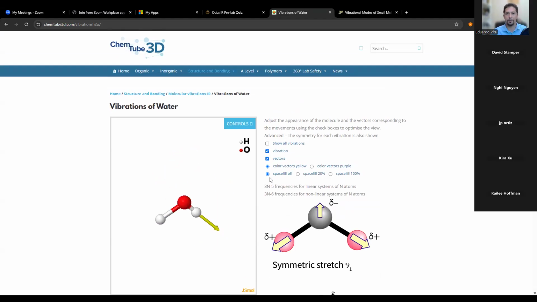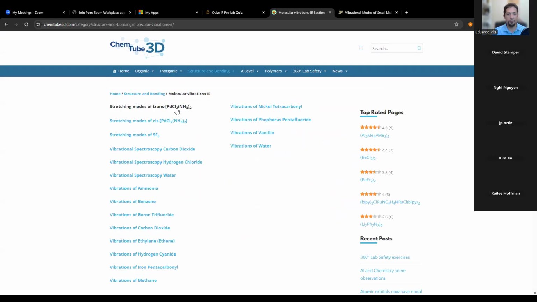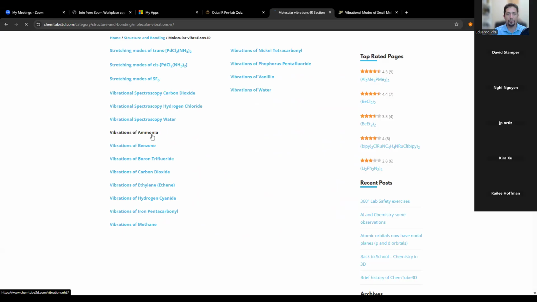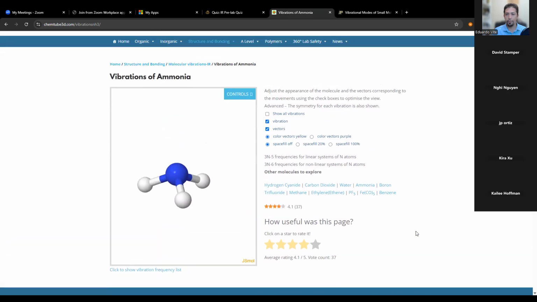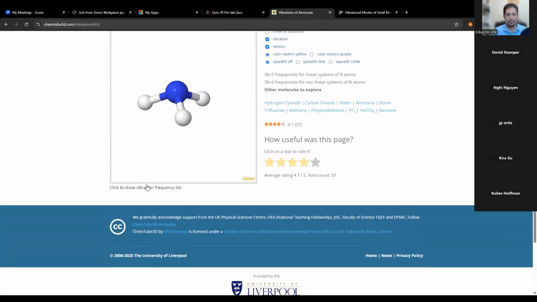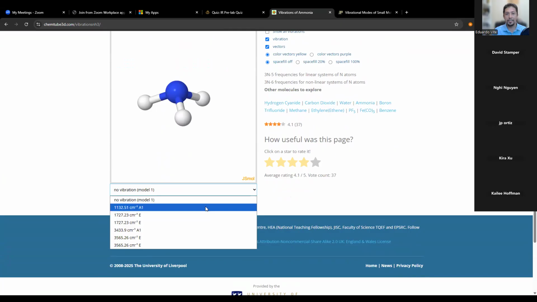And another cool thing about this website is you can see all sorts of molecules, not just water, right? So I have vibrations of ammonia, for example. I'm going to click on ammonia, and you see I have the ammonia molecule NH3, trigonal pyramidal. Well, same thing. Let's see how it vibrates. You see, just by adding one more bond, I have added significantly more vibrations. So the simpler the molecule, the fewer peaks that you will observe in the IR spectra. The more complicated the molecule, the more peaks you will observe.